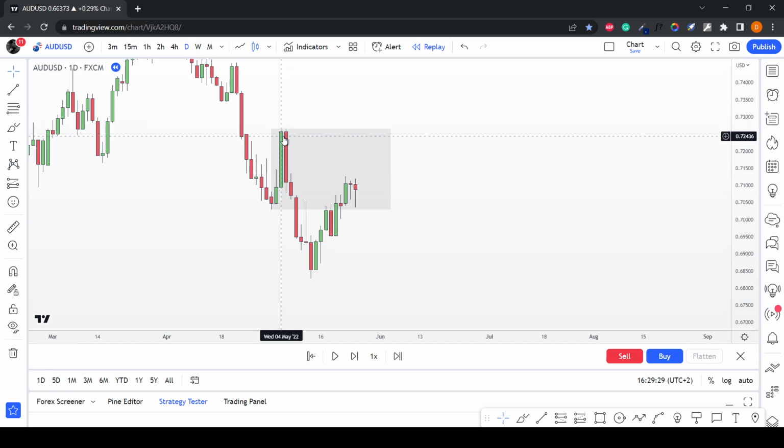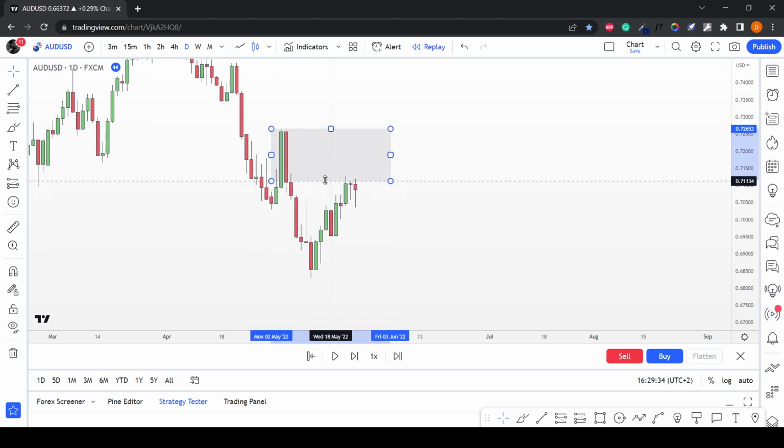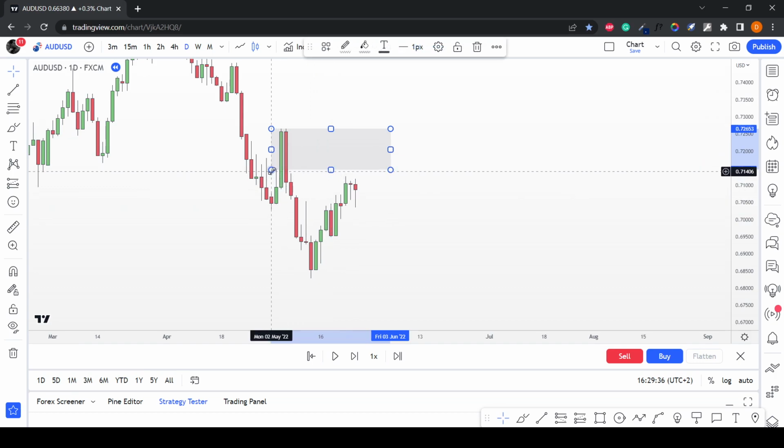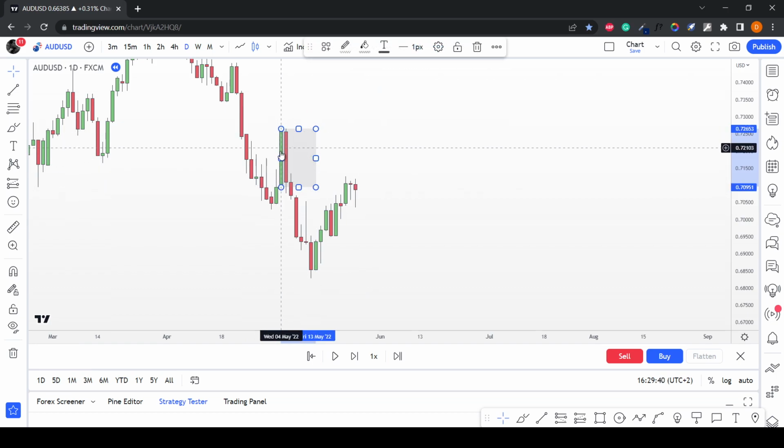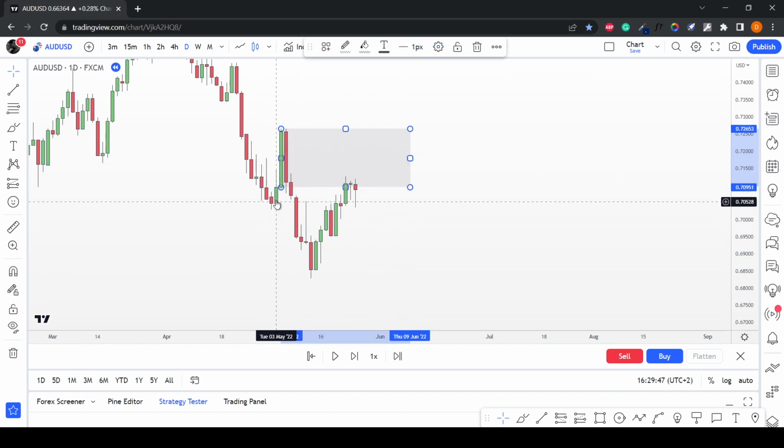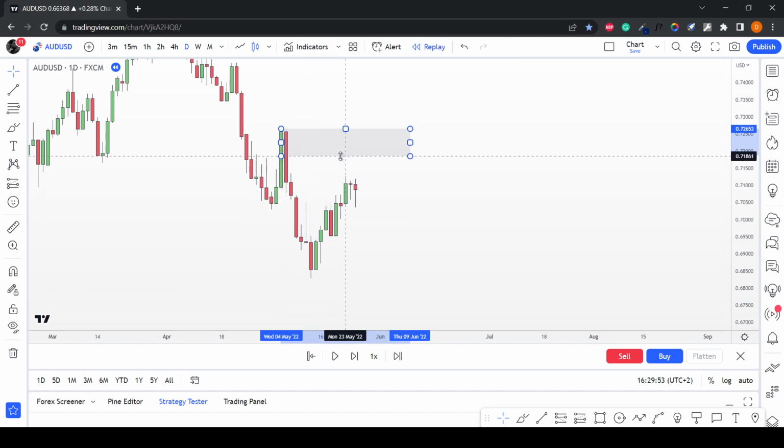And then the second step is using some part of the pullback. You can use 50%, for example, or you can use the very last candle, so the very last up candle before the down move. And this will already make your zone smaller, okay? Or you can use some unmitigated parts of the candle. When I say unmitigated, I'm referring to imbalance.